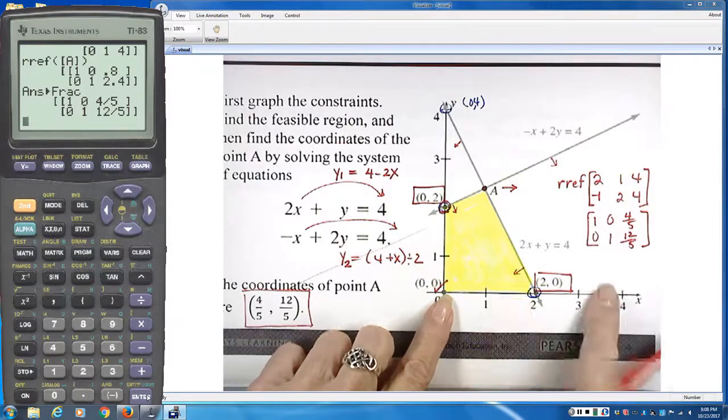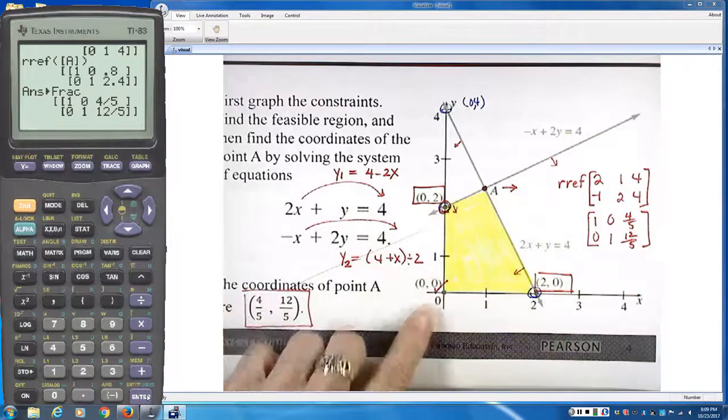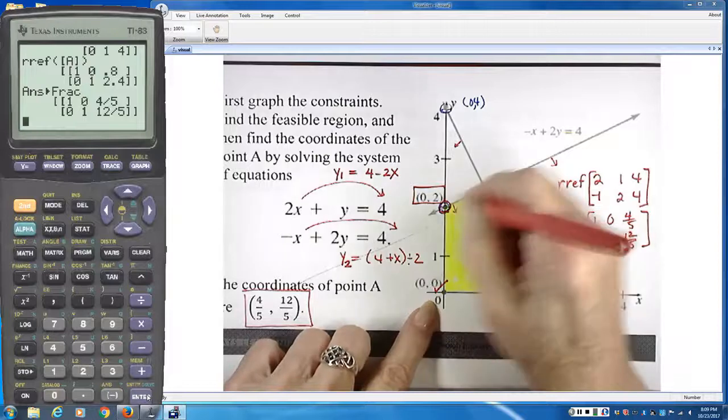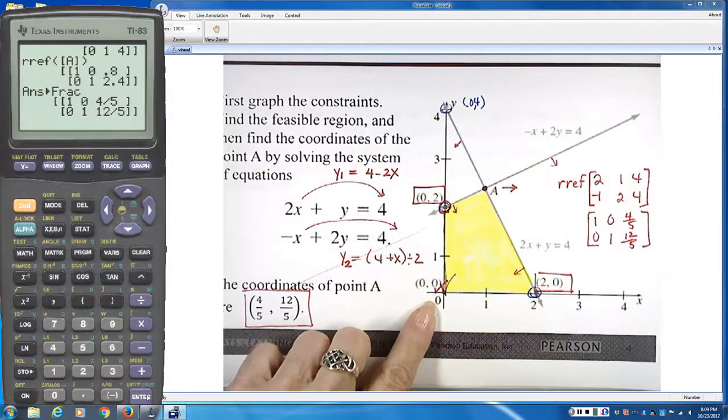Does anybody have any questions this far? Because pretty much none of this was new. Question: how do you know which way to shade your line, up or down? Well, remember we checked 0, 0 in both of the inequalities? So I'm going to shade from the line toward 0, 0. That's if the statement's true, right? If it's true. Okay, so if it's not true, then you shade away.